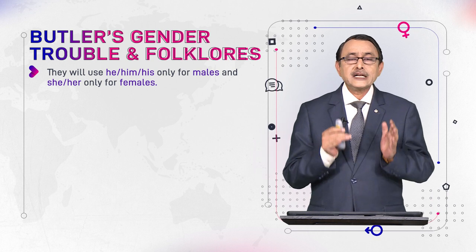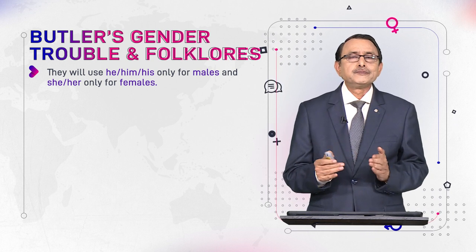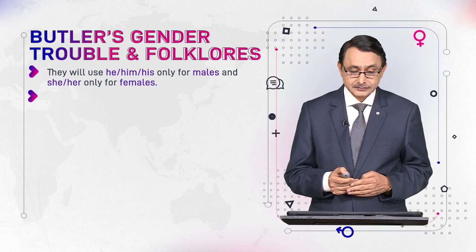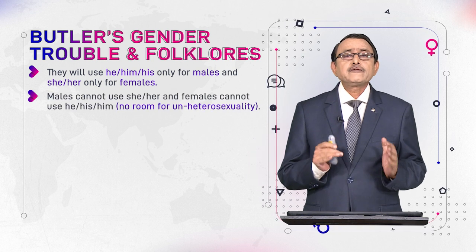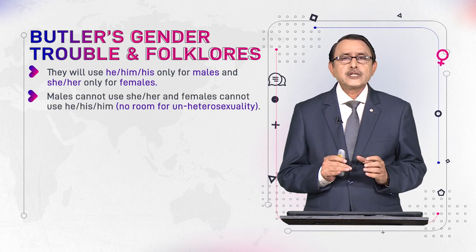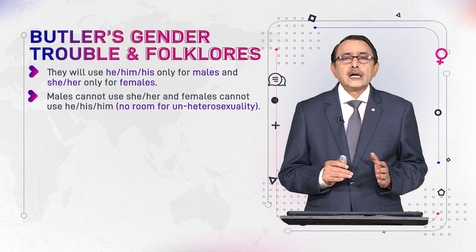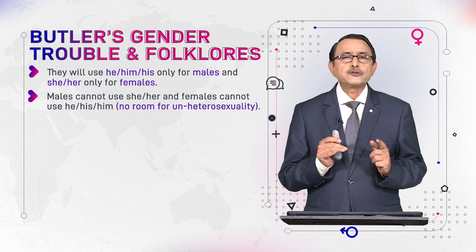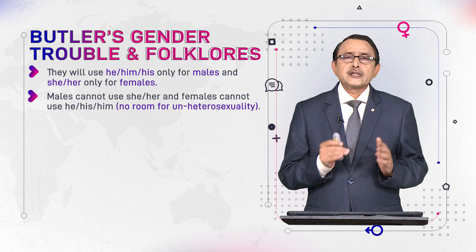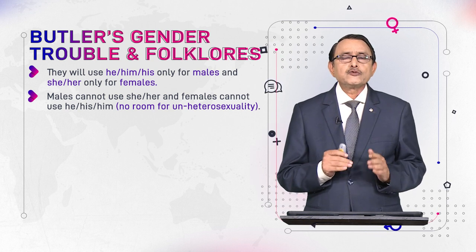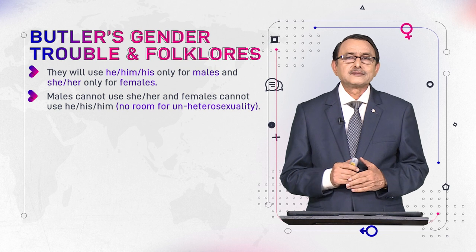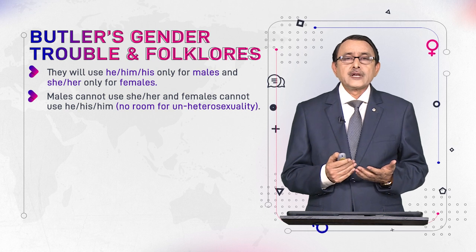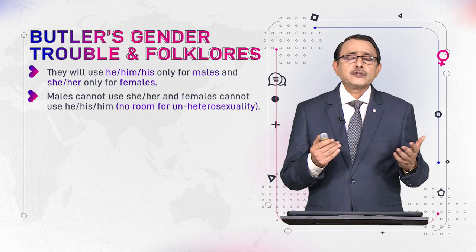So they are bound by language to use these two sex-based gender pronouns. If we follow Butler, she wants to say that the English language doesn't allow us to think beyond these two genders. There are males and females. There is no third category of gender. There is no category beyond heterosexuality, beyond males and females.